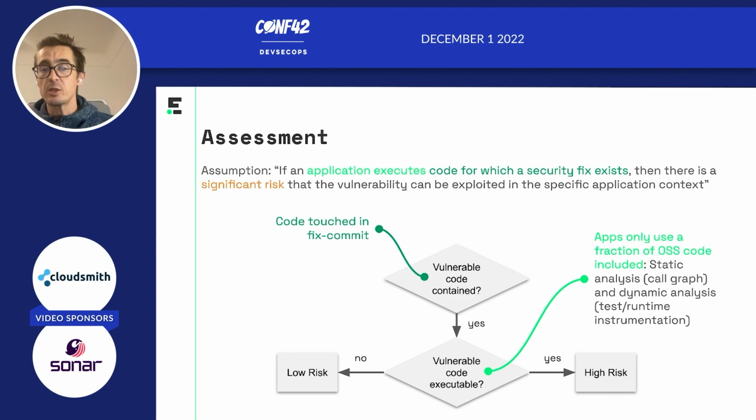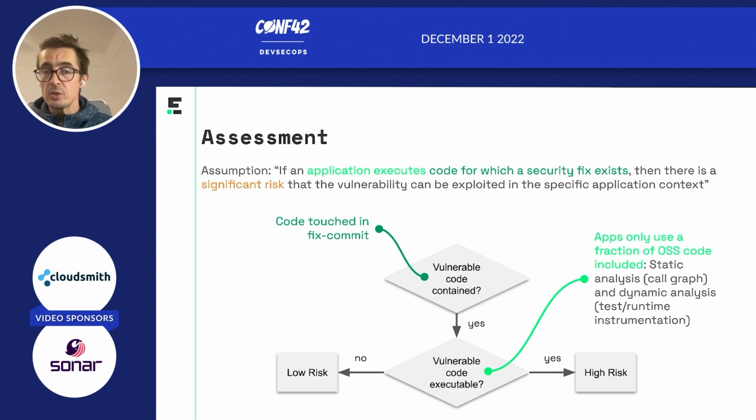First, is vulnerable code contained? And if vulnerable code is contained, then is that executable in the context of an application? This is based on the assumption that if an application executes code for which a security fix exists, then there is also a significant risk that the vulnerability can be exploited. It must not be exploitable, but there is a risk it is exploitable in this specific application context.